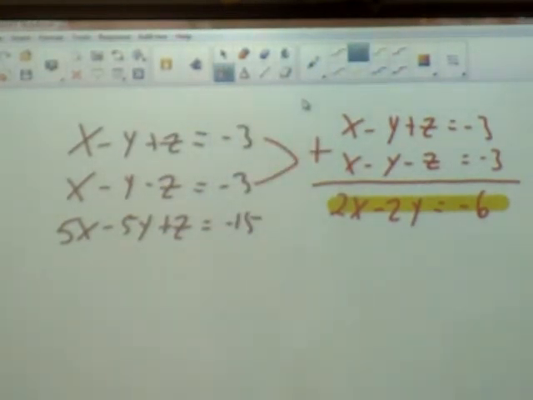Okay, we're getting rid of the z's, so now I need to decide, do I want to put the first one and the third one together, or the second one and the third one? Doesn't matter. So we pick first and third or second and third? Second. Second and third.